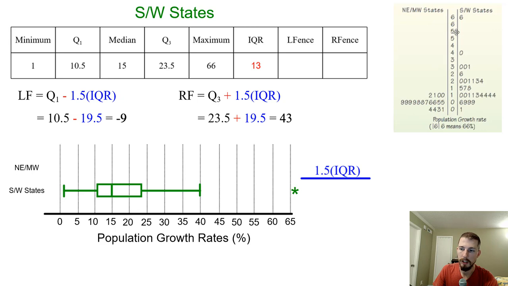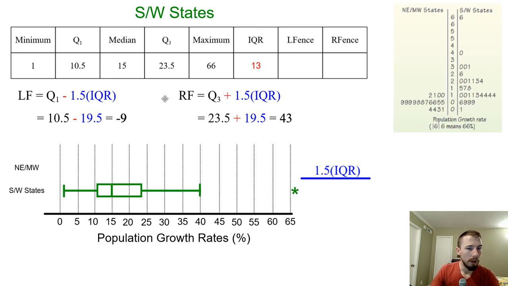Because these share the exact same X scale for the population growth rates, we can actually compare them back to back, which is really nice. You can see that there's much more spread with the Southwest states, and the Northeast Midwest states are much more consistent, and they're also lower. You can see that visually with the two shapes shown here. There's a key on the bottom. So 66% would be the 6 and the 6, which is the largest growth rate for all the states, it looks like.